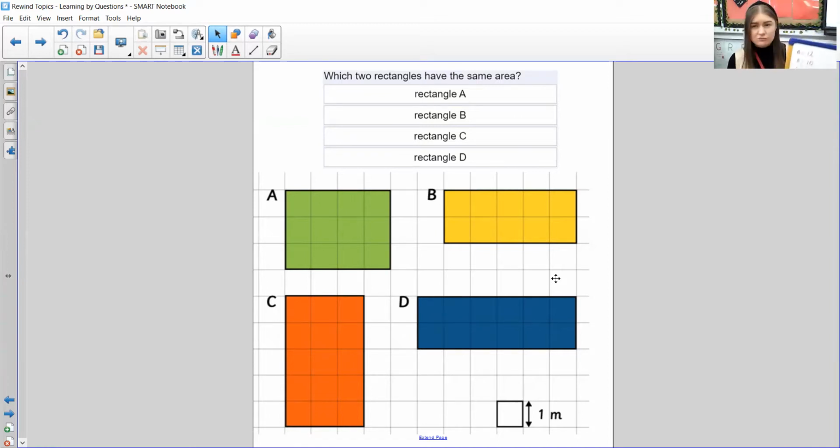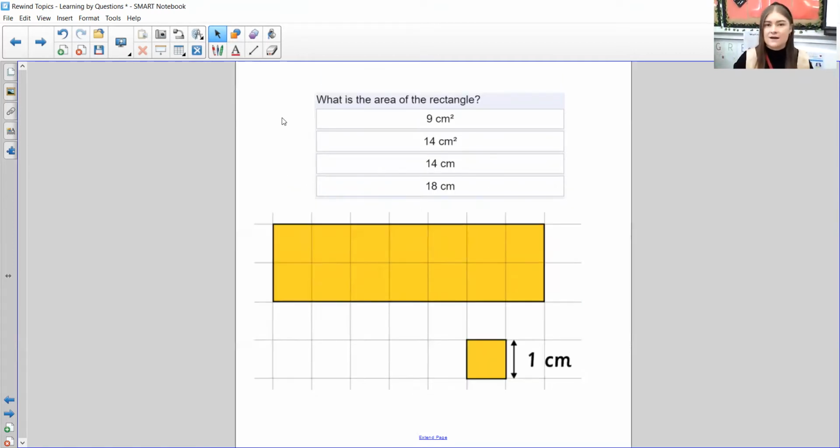Okay, so I had to do 2 things to solve that problem. I had to work out the areas of them all, and then I had to find which were the same. So you sometimes have to do 2 things to solve a problem. Well done. And then next one.